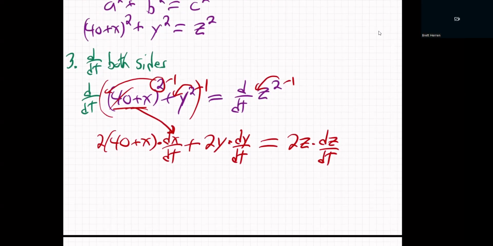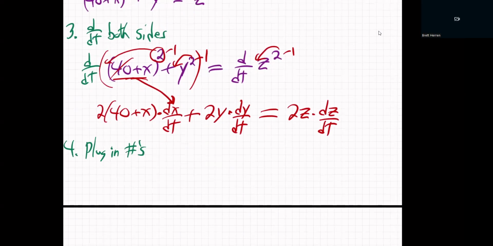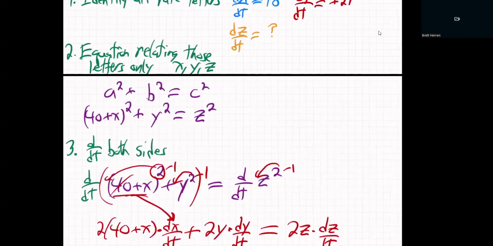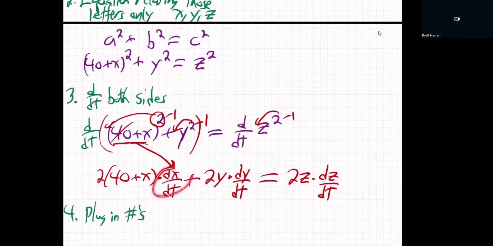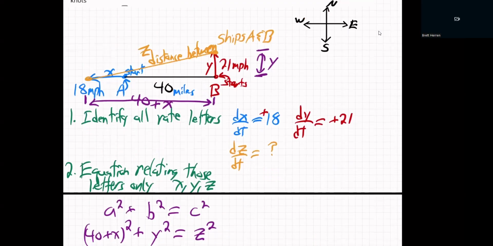Now, step 4, plug in the numbers. So, okay, now we got a lot of numbers here. Do we have x? What do we have up here? So we got dx/dt. We got dy/dt. So that's this and this. And we're trying to find dz/dt. Okay, but do we have x, y, and z? No, we got to get those. So we got to do a little bit of work to get x, y, and z. How can we do that?